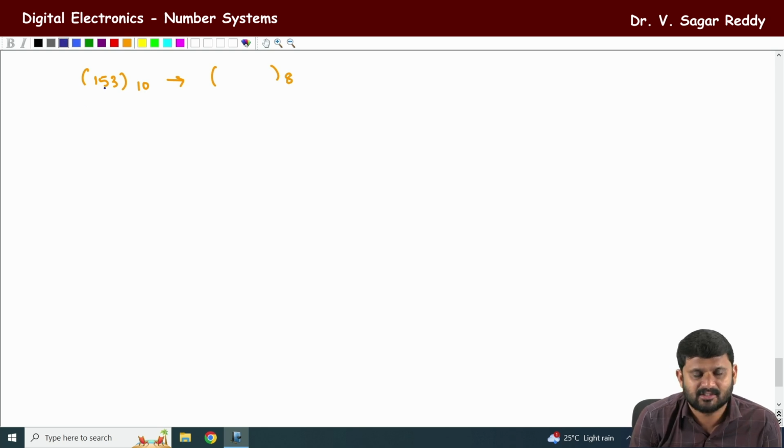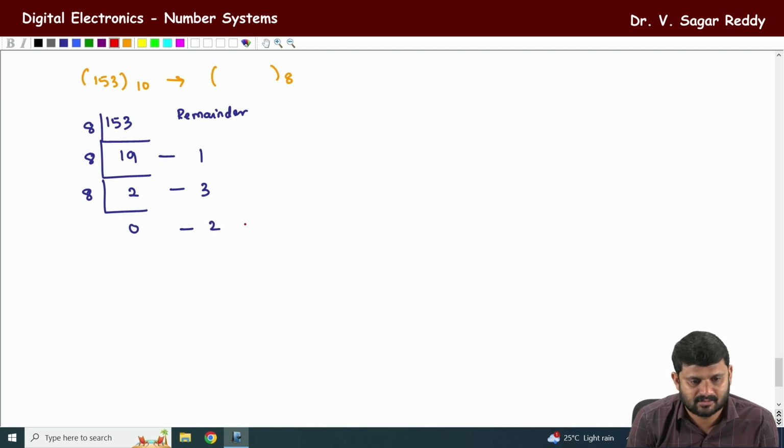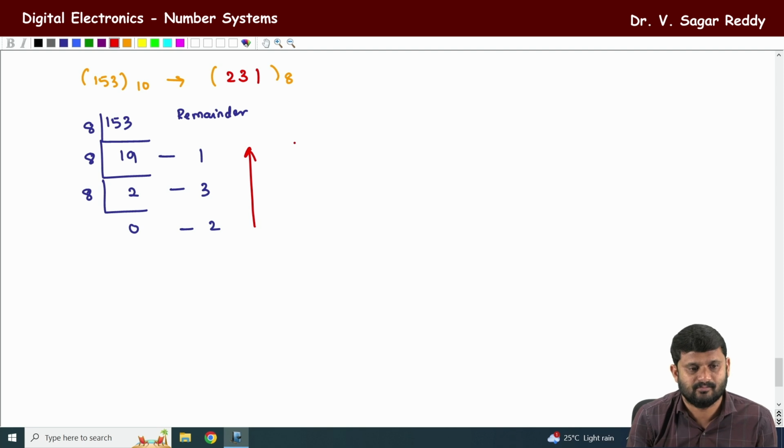So now we'll use the integer part, successive division. Take 153 and divide with this radix 8. 8 into 19 is 152, the remainder is 1. Then 8 into 2 is 16, so the remainder is 3. Then 8 into 0, remainder 2. Now we'll take the remainders from bottom to top, and the corresponding number is 2 3 1. Clear? So now we'll get the octal equivalent for this 153.